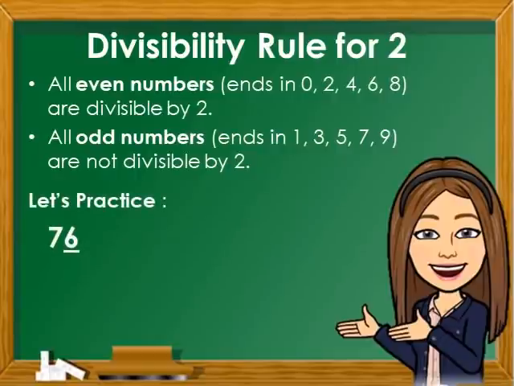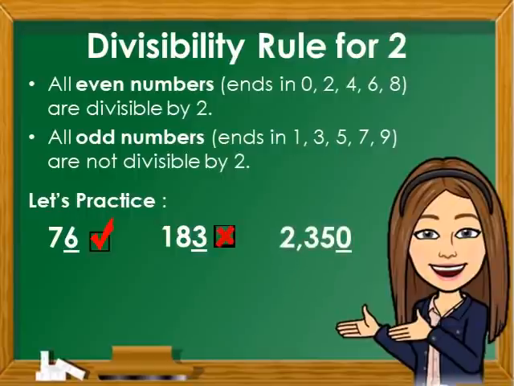76. The ones place or last digit of 76 is 6, which is an even number, so 76 is divisible by 2. 183. The ones place or last digit of 183 is 3, which is an odd number, so 183 is not divisible by 2. 2350. The ones place or last digit of 2350 is 0, which is an even number, so 2350 is divisible by 2.